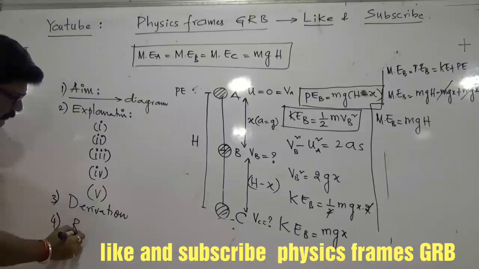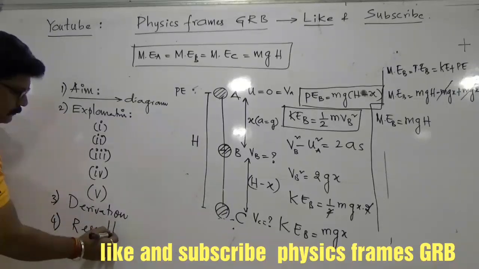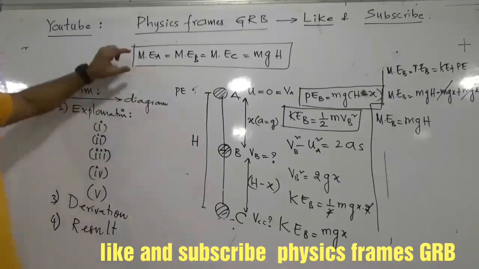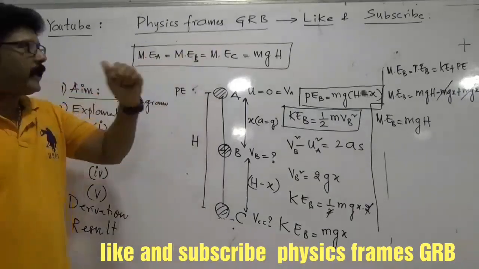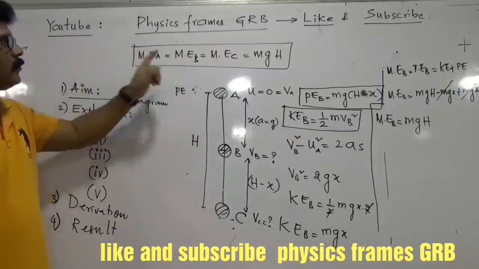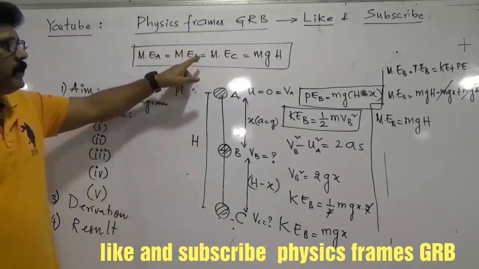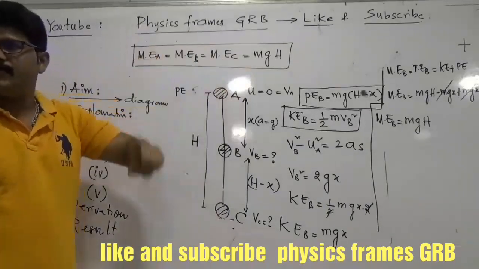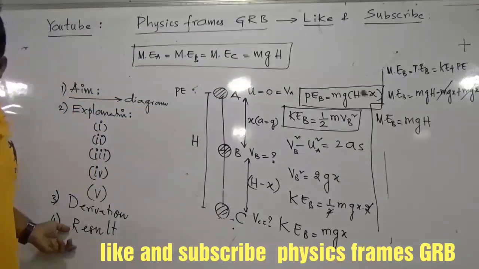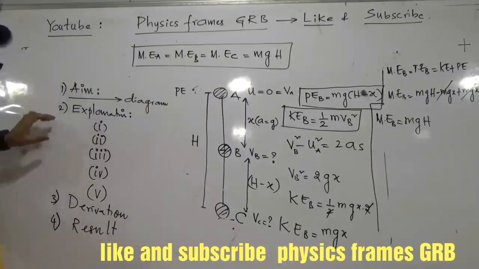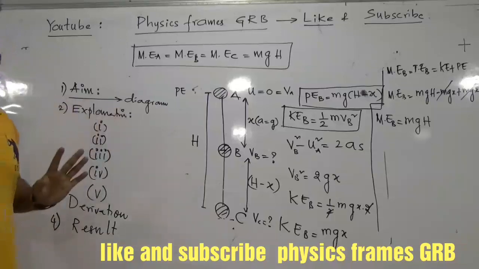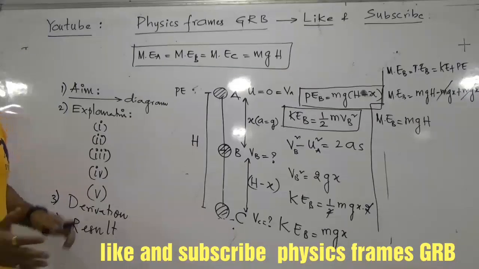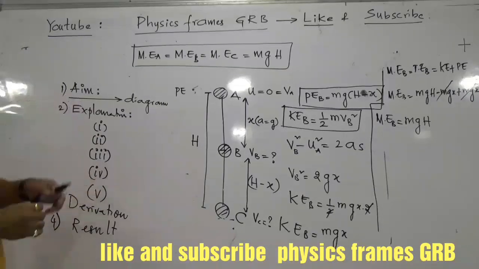Next, the results. Finally we have to give the result. What is the result? Mechanical energy at point A equals mechanical energy at point B equals mechanical energy at point C, which should be equal to mgh. This is the result. Then 1, 2, 3, 4 and 5. So 5 marks in CBSE will be awarded if you follow these steps.